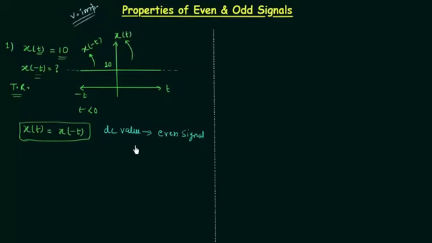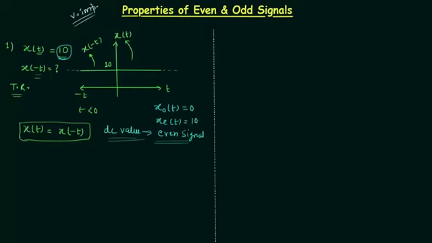and whenever any continuous time signal is purely even, the odd component is simply equal to 0. So the odd component x ot is equal to 0, and the even component x et is equal to the DC value, and in this case the DC value is equal to 10, so the even component is equal to 10.